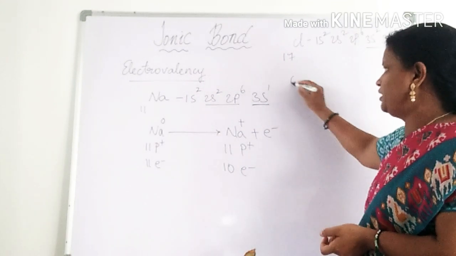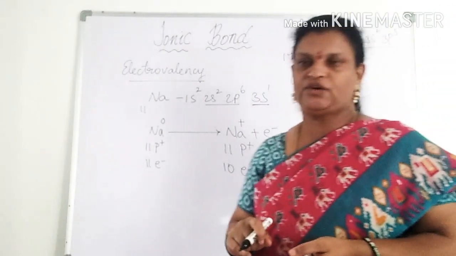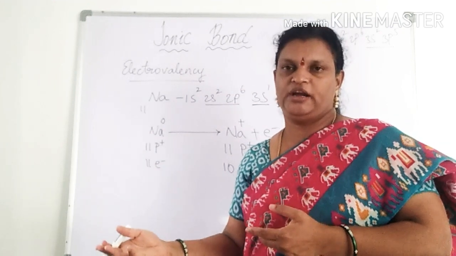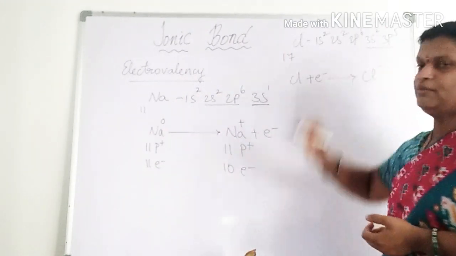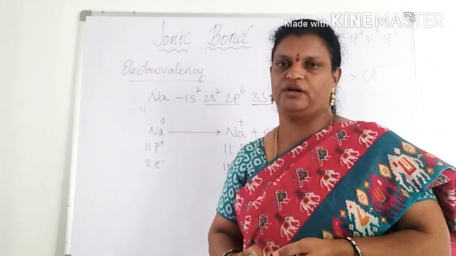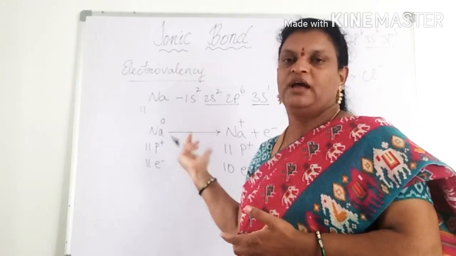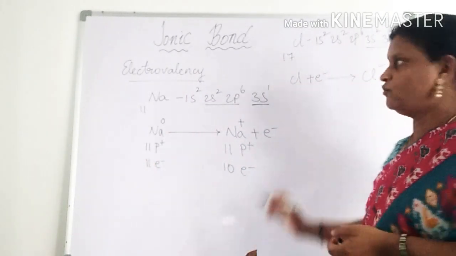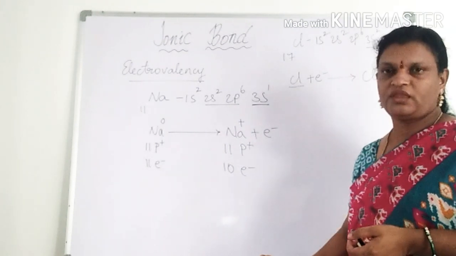Because of that, it will get stability. So chlorine is going to get 1 electron. From where? Whichever electron is lost from sodium, that electron will be gained by chlorine. Then it forms an ion called an anion, which has a negative charge. A chloride ion will be formed here. Now why are we writing the negative charge here? Already chlorine is there, right?